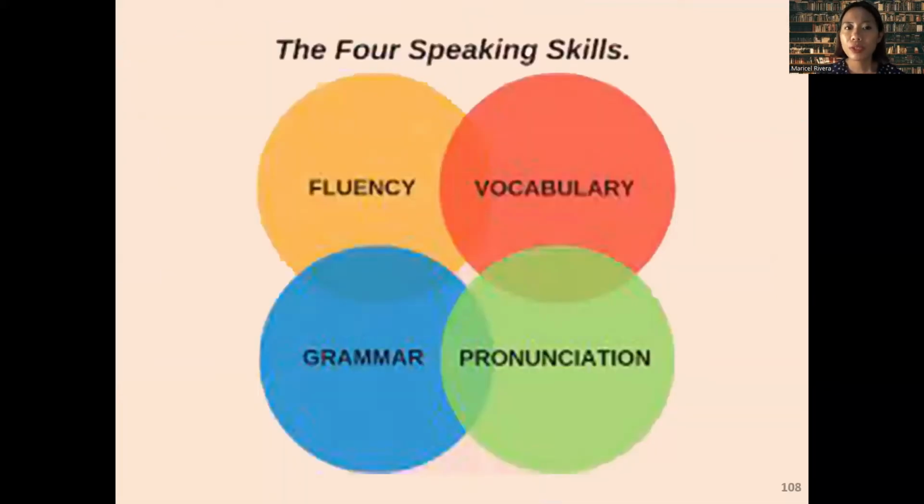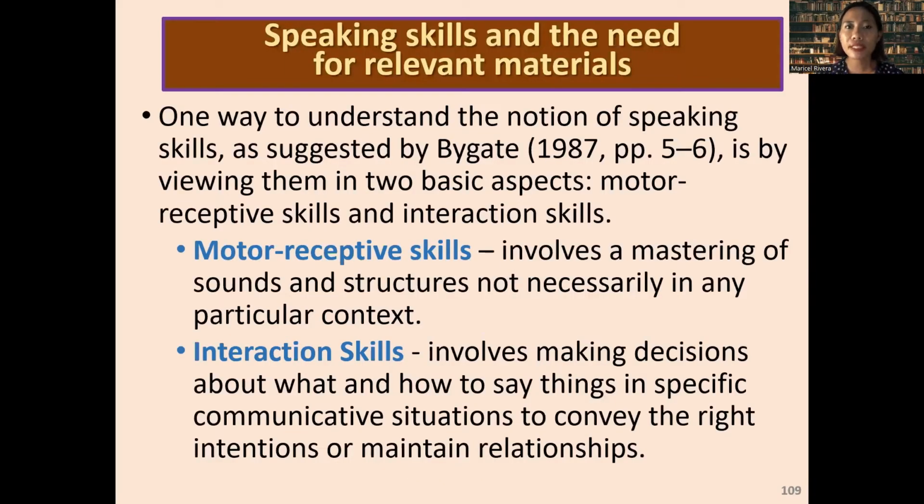Now, we know that we have the 4 speaking skills. We have to master fluency, vocabulary, pronunciation, and grammar. So it's like this one here, non-negotiable. When we learn language, we have to make sure we know the grammar, we know the pronunciation, we know vocabulary, and we know fluency as well. Now, speaking skills and the need for relevant materials.